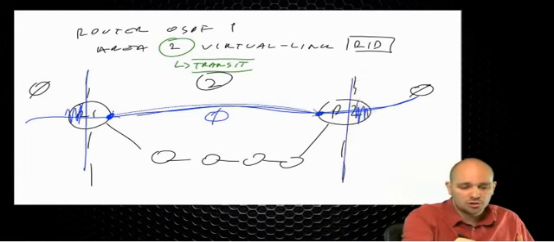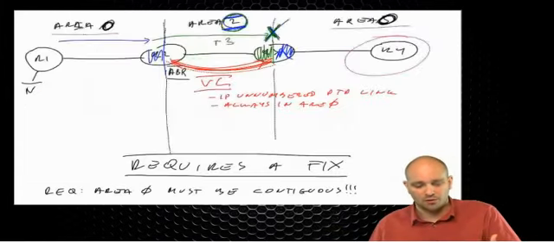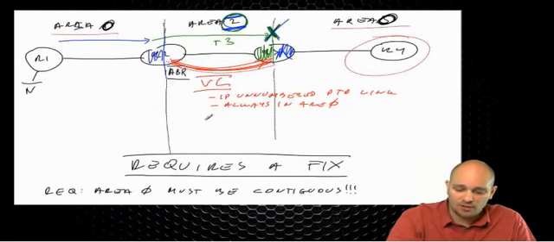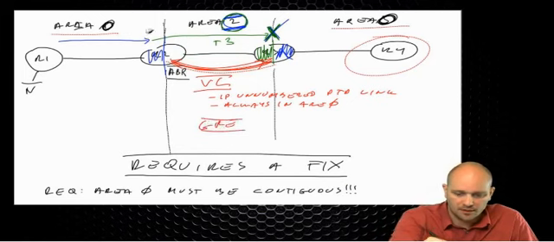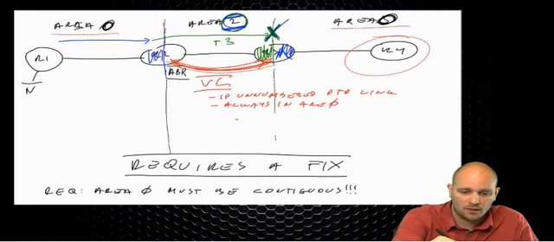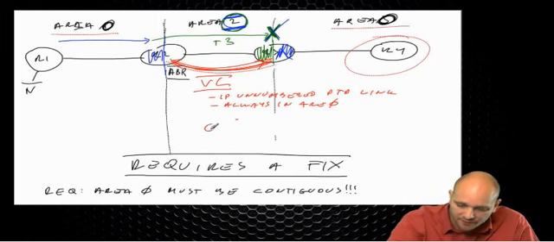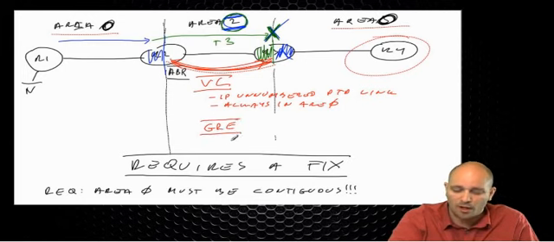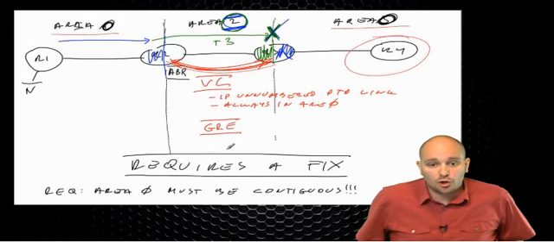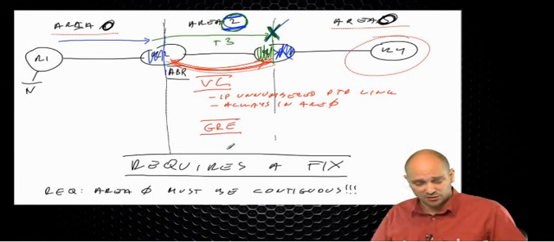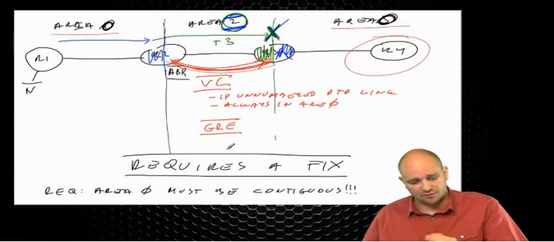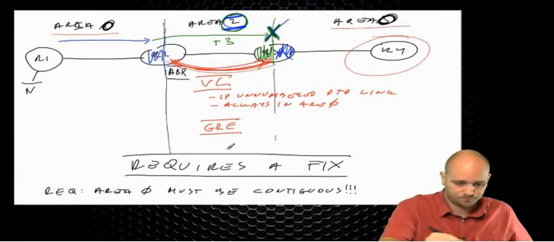Now, another solution that you can use, and I'm not going to spend too much time on it, is that you can use a GRE tunnel for the same purpose. And with a GRE tunnel, you are not restricted to being unnumbered. You can put IP addresses on the interfaces. But if you decide to use the virtual link, this is what happens.